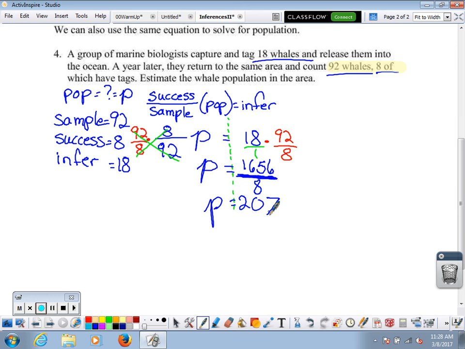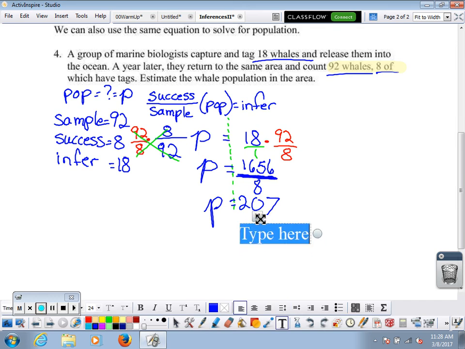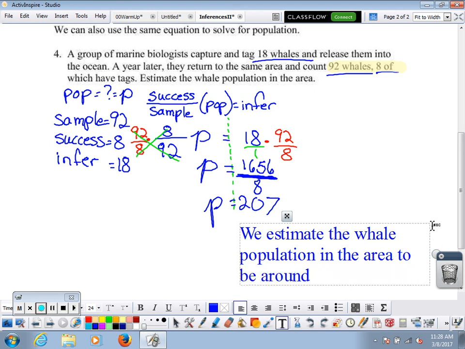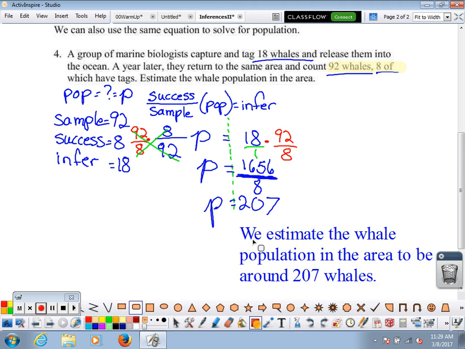Now the question's asked with a complete sentence, so we should answer it with a complete sentence. They want us to estimate the whale population in that area. We estimate the whale population in the area to be around 207 whales. And don't forget to circle your final answer.